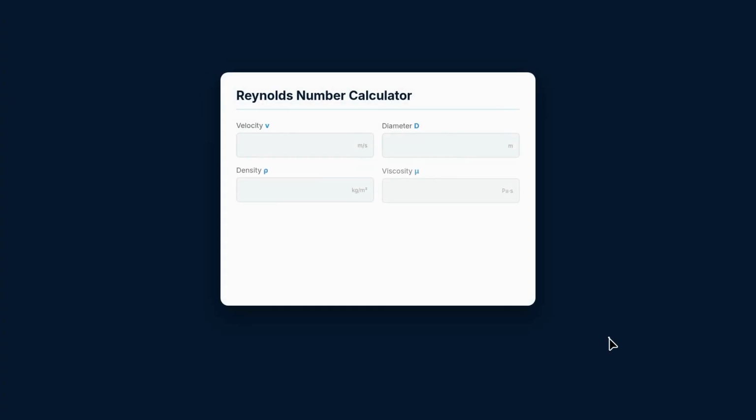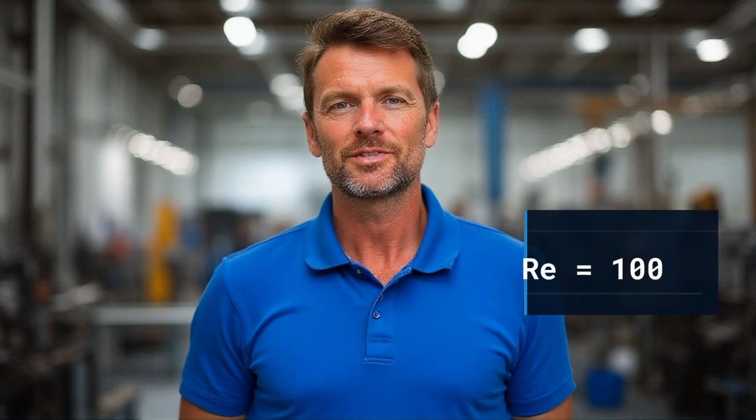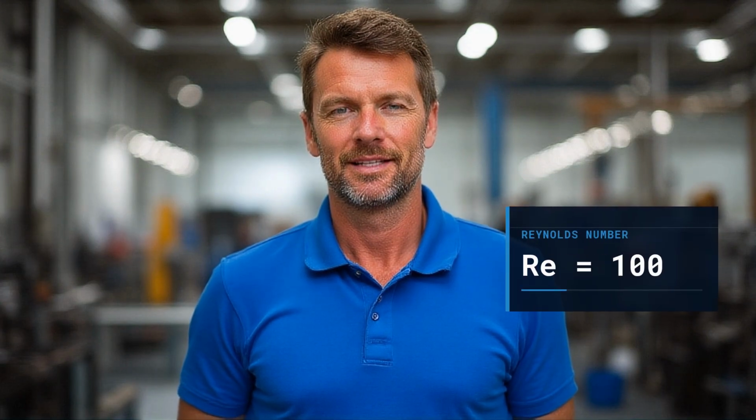Now for our example, I'll enter 10 for velocity v, 10 for diameter d, 10 for density r, and 10 for dynamic viscosity m. When I click Calculate Reynolds Number, we get our results. The Reynolds number Re equals 100. This dimensionless value characterizes the flow behavior.